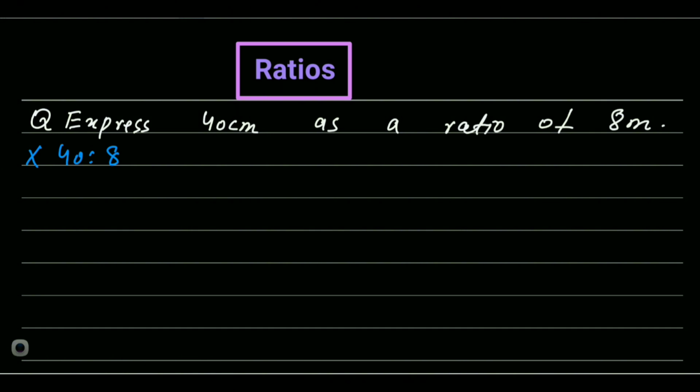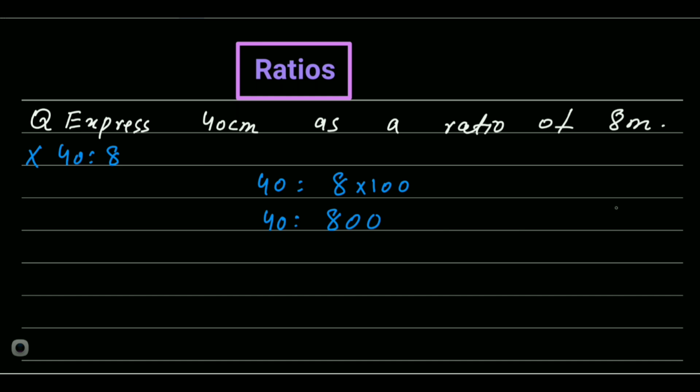So what we will do, we will convert meter into centimeter or centimeter into meter. We just have to make their units same. I will suggest you convert the greater unit into the smaller. As meter is greater, I will convert meter into centimeter. 40 will be written as it is, 8 will be converted into centimeter, so it will be multiplied by 100. So 40 to 800. Now I can solve it.